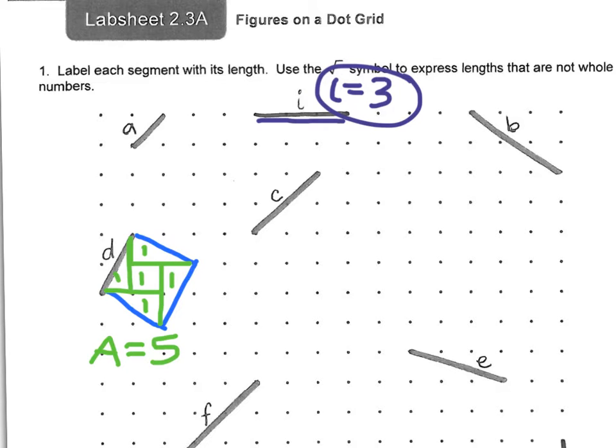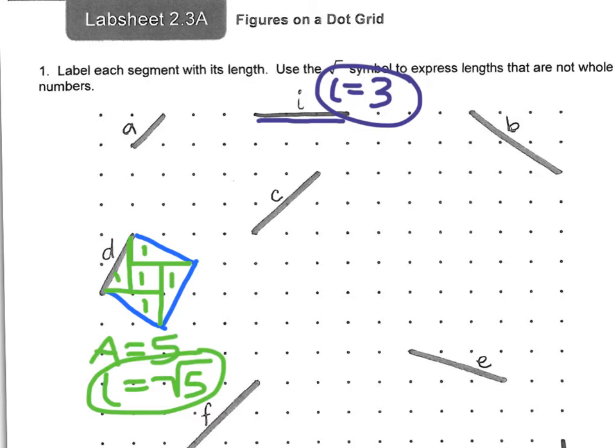That means, remember, that the side length is going to be the square root of 5. Remember, if you have the area of a square, you take the square root of the area to get the side length. So the length of segment D is the square root of 5. Now, the square root of 5 is not a square root that we can do in our head. 5 is not a perfect square number, so the square root of 5 is not going to be a nice whole number. So we'll just leave the answer as the square root of 5.